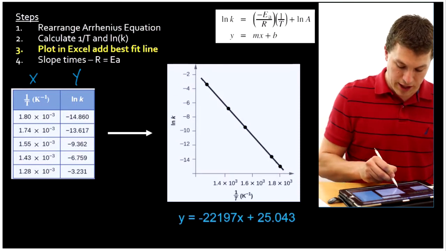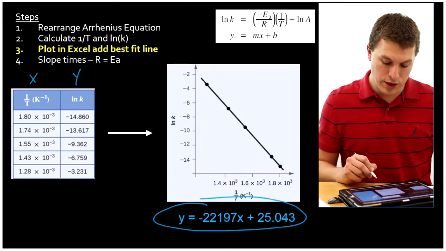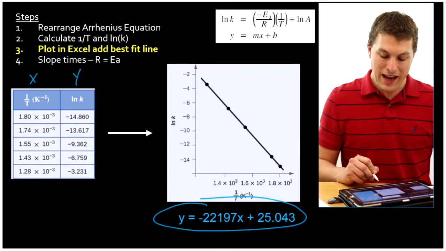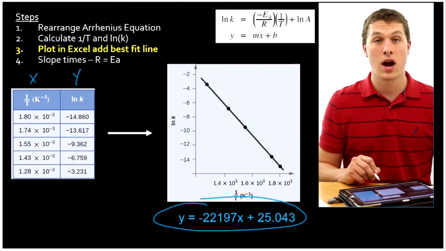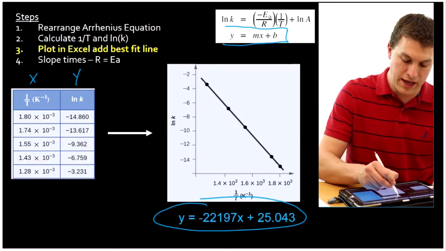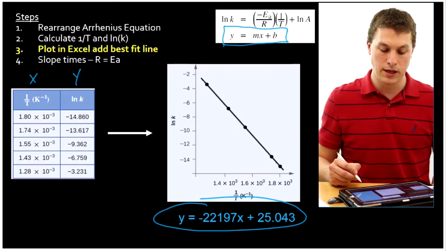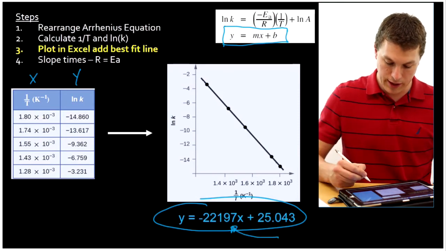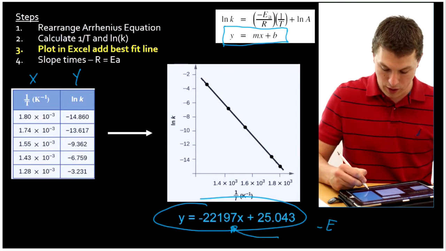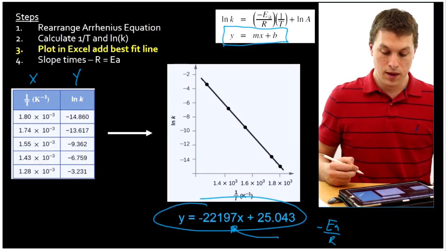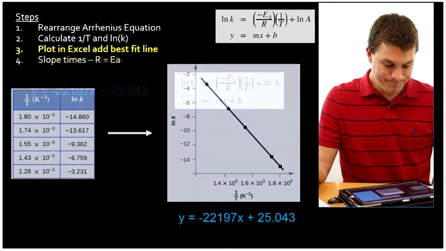So here's the equation we get out. Y equals negative 22,197x plus 25.043. Well, that actually secretly in there has our activation energy and our frequency factor, because remember, we're making this fit a y equals mx plus b format. So all we have to do is take our slope, which secretly is minus EA over R, and multiply it by negative R, and that gives us our activation energy. All right, let's look at that.